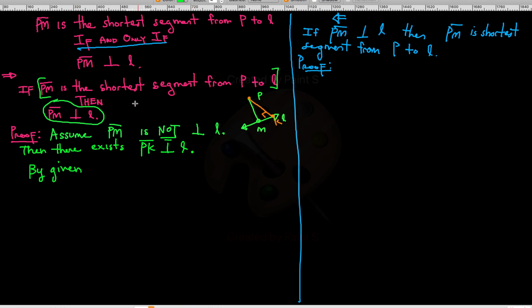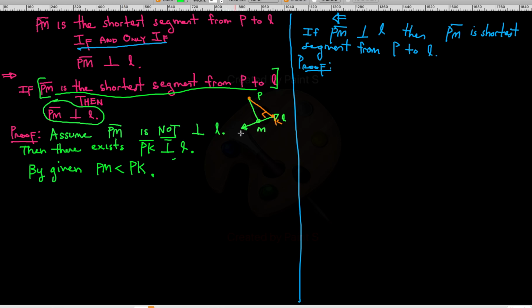So I'm given this. So by given PM, the distance between P and M has to be less than the distance from P to K. Because these are both segments from P to L. PK is a segment from P to L, and PM is a segment from P to L. And I know by my given that PM is the shortest one. So that's why this is true.